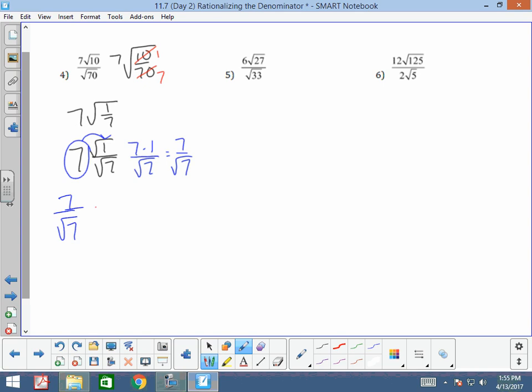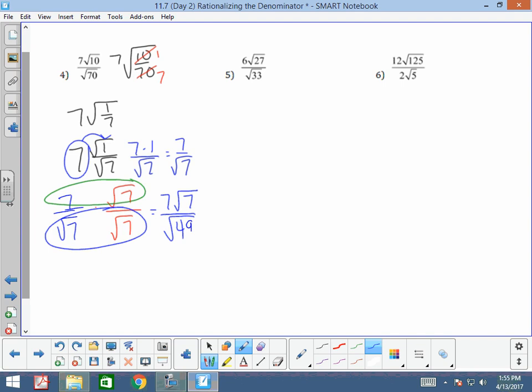I don't need to have a radical in the denominator. So in the numerator, I'm multiplying 7 times the square root of 7. Now, the 7 in blue is outside the radical. The 7 in red is inside. They don't multiply. It's just going to be 7 on the outside times square root of 7 on the inside. Over here, I'm multiplying 7 times 7 because they're both inside the radical. And now I'm going to simplify. Square root of 49 is 7.